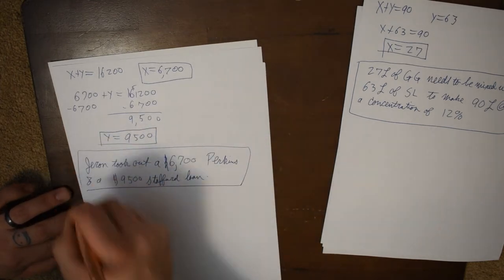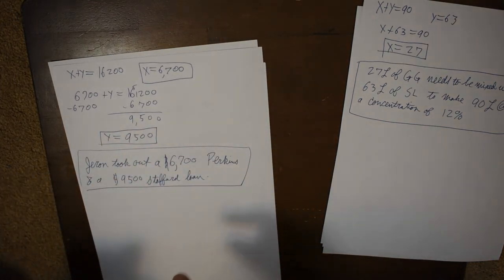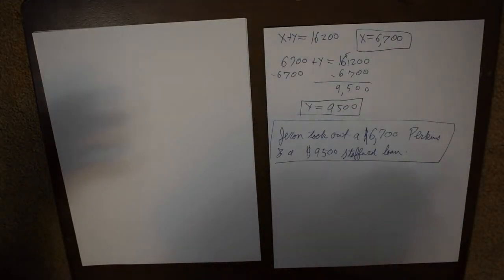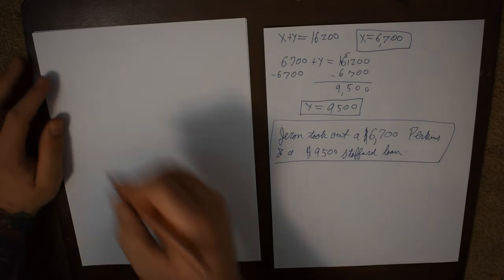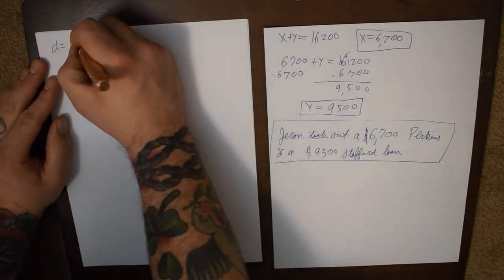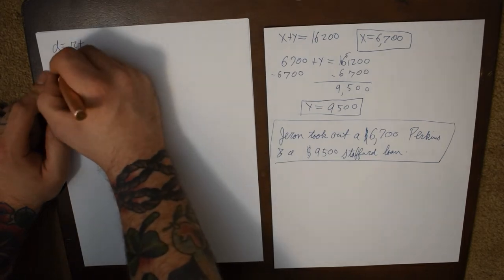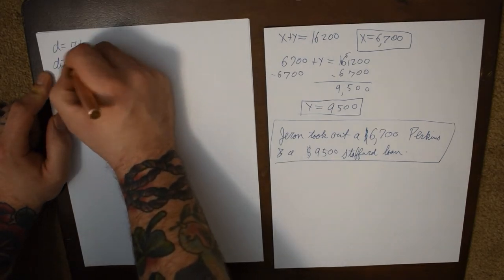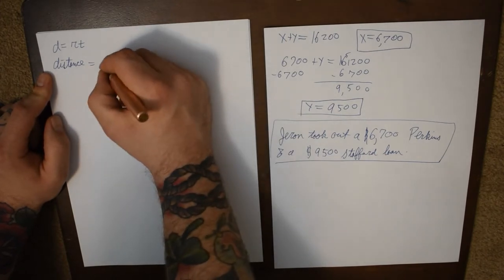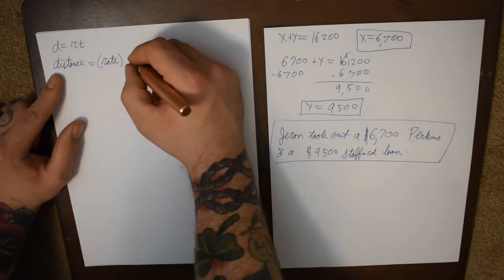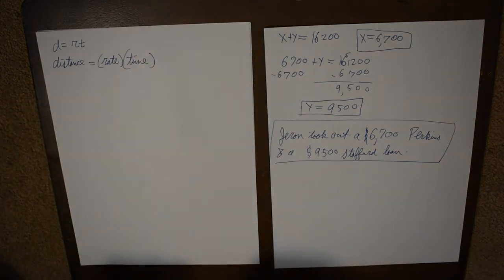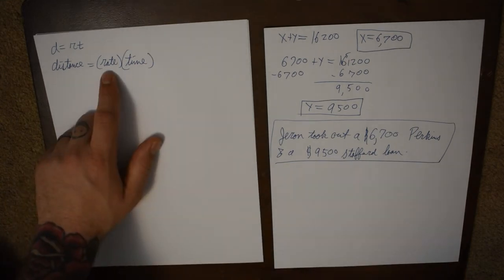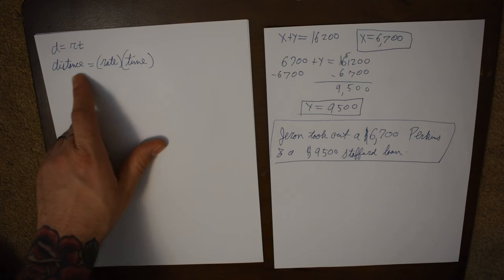So we answered the problem, or we gave an answer that made sense in the context of this problem. Now let's talk about motion problems. For motion problems, we're going to use a formula: D is equal to RT. The distance something travels is equal to the rate it travels times the time, or how long they've been going. So you can think of this as how fast times how long is equal to how far.